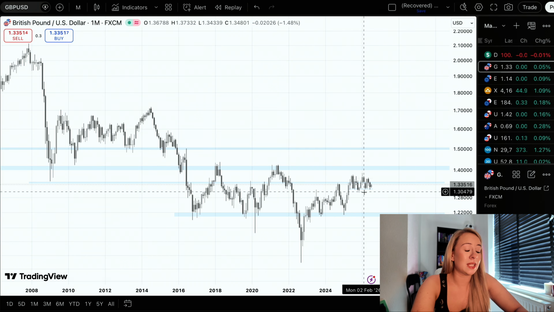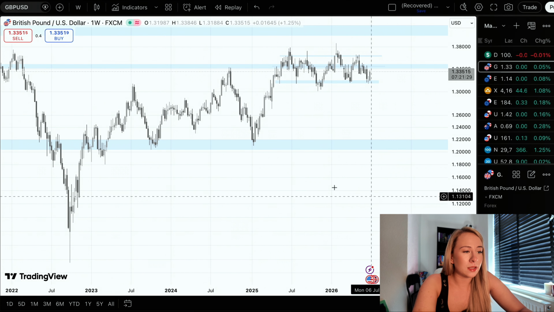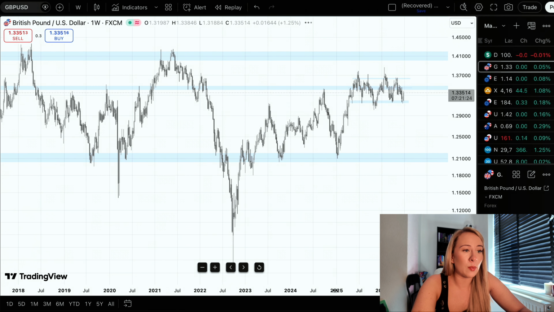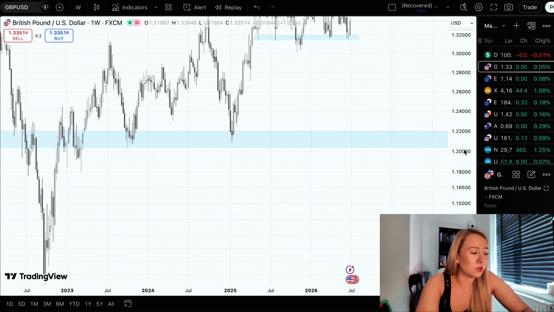I don't want to see anything else on the monthly other than my areas of support and resistance, which are just my areas of interest. I want to see what happens when price hits those levels. I'll then step down to the weekly. And again, that's all I want to see. I just want to see some areas of price, where price is at.